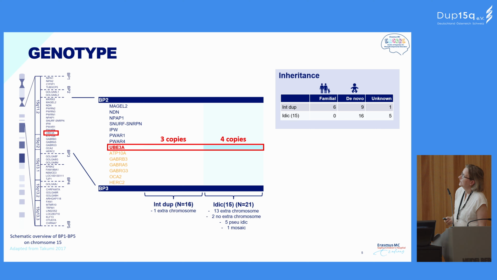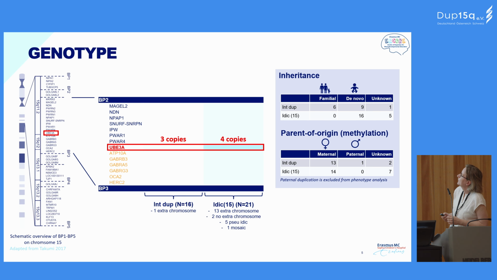We have 6 families, so there are 3 families that have 2 siblings with Dup15q, but we also have 2 families where the mother has the same duplication, and they're all interstitial, as we can imagine. And in terms of parent of origin, most of the children have a maternally derived duplication, but there's one who has a paternal one, and he's also showing the signs of the duplication 15q.